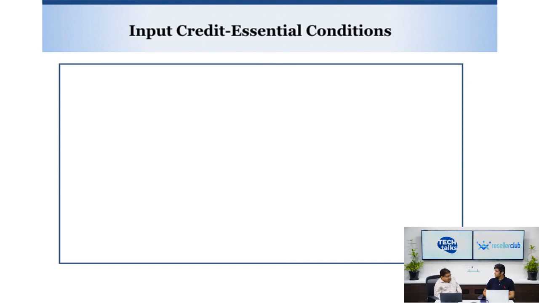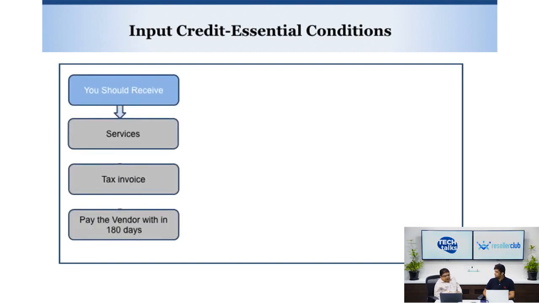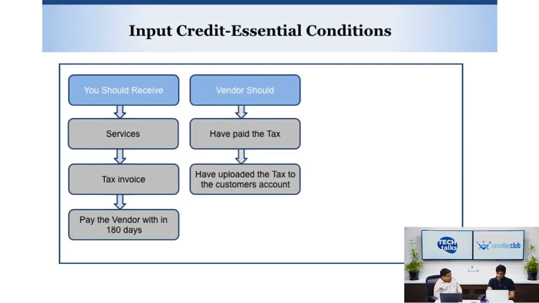Then what are the basics for getting the input credit? For getting the input credit, I have bifurcated it into three. You should have received the services. Then you should have received the invoice as well, and the invoice has to be paid within 6 months, 180 days. Then for you to get the credit, the vendor, from whom you have procured the goods and services, needs to pay the taxes.